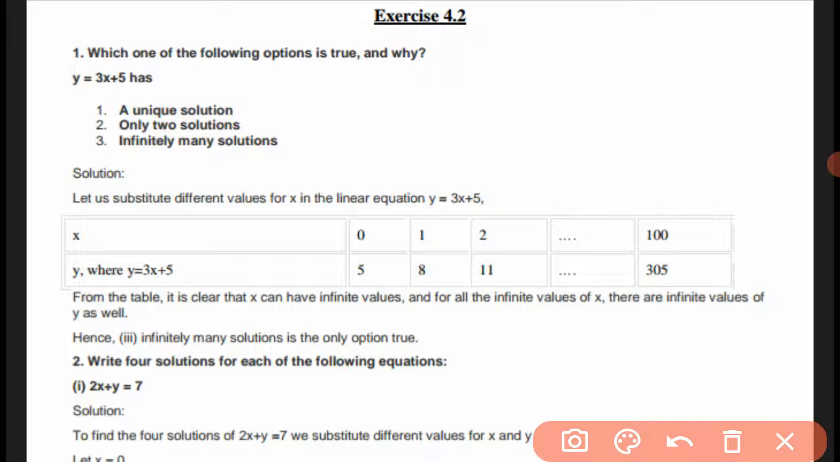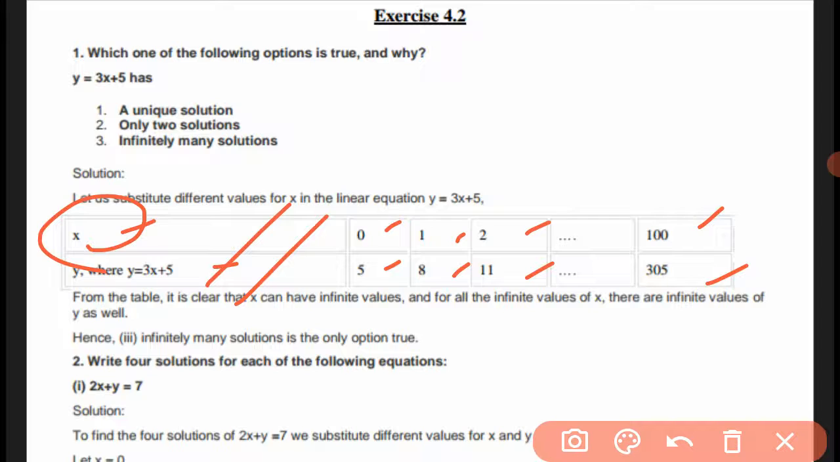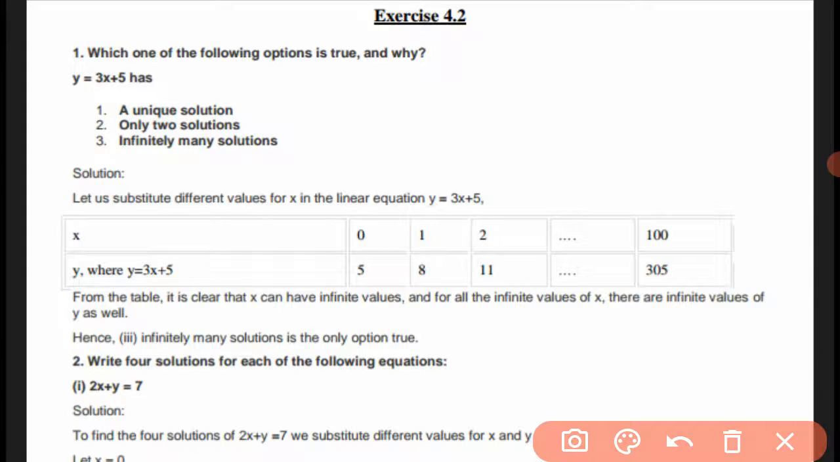So here is one table for the x variable and the y variable. When we put x equals 0, then y equals 5. When x equals 1, y equals 8. When x equals 2, then y equals 11. So in the same way, for as many values of x as we put, we will find as many values of y also. So in that case we can say it will have infinitely many solutions.